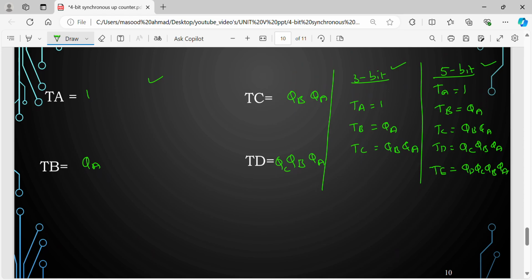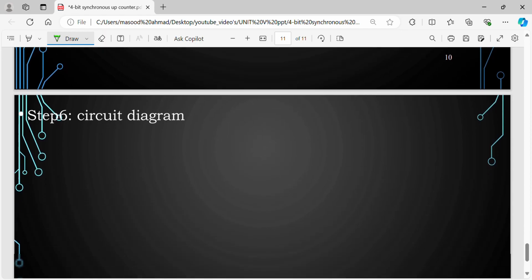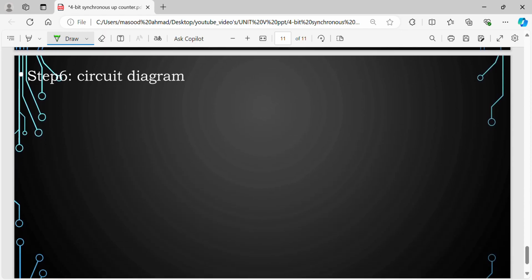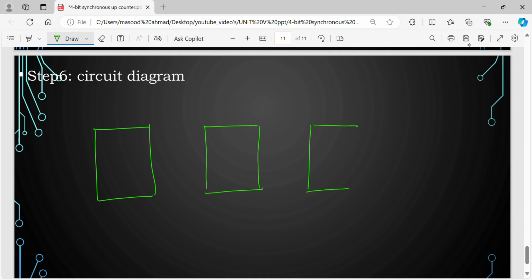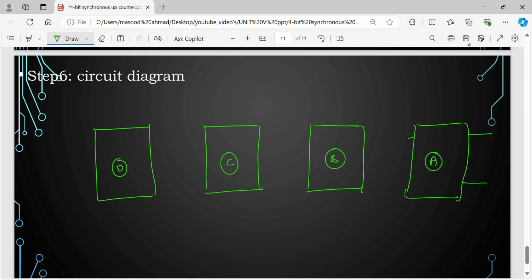Okay. So the rest is drawing the circuit diagram. Drawing the circuit diagram is very simple. We need 4 flip flops. I will take one flip flop here, another here, another here, and another here. So we have flip flop A, flip flop B, flip flop C, and flip flop D. For these flip flops, we need to get their outputs and apply proper inputs. This one is TA.